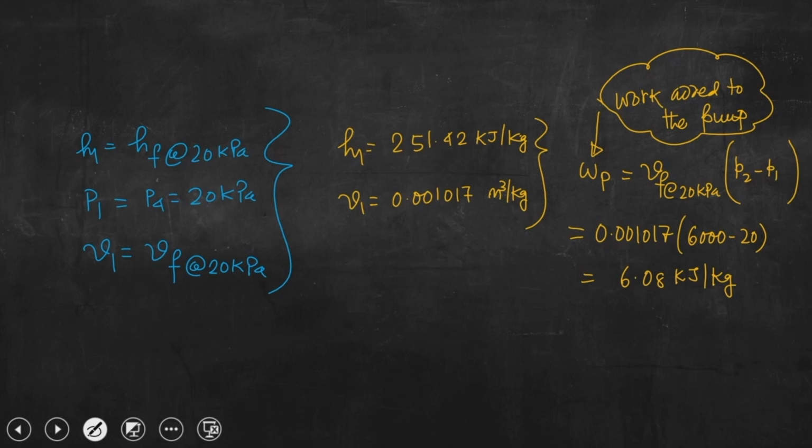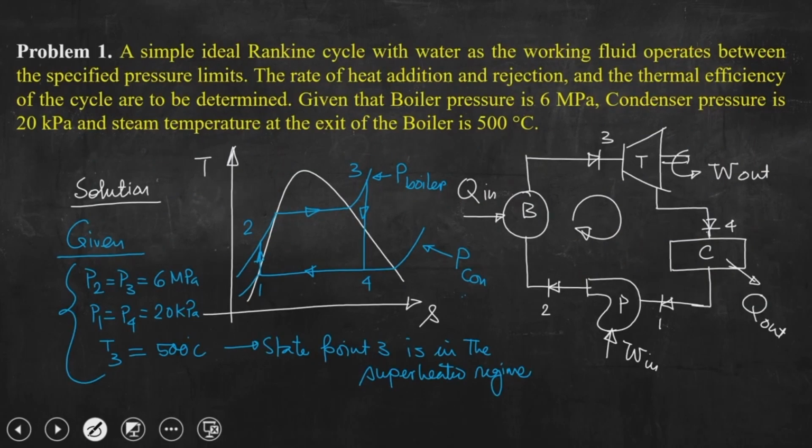We had written small Wp because it is specific work, because we are trying to express quantities per unit mass, per kg of the working substance. So that is 6.08 kilojoule per kg, fine. Now, if we go back to the previous slide, we know enthalpy at state point 1, and finally we had found out the work done needed to complete the process 1 to 2, right.